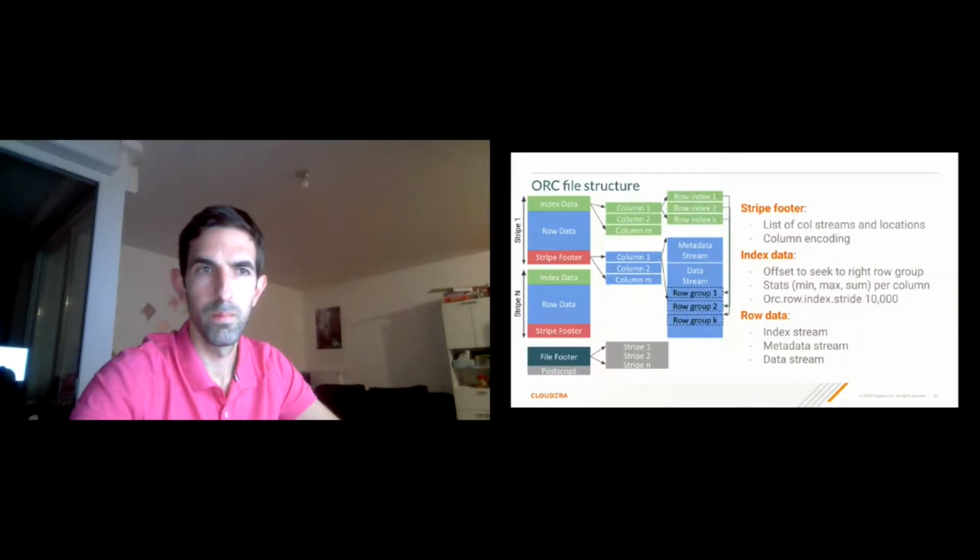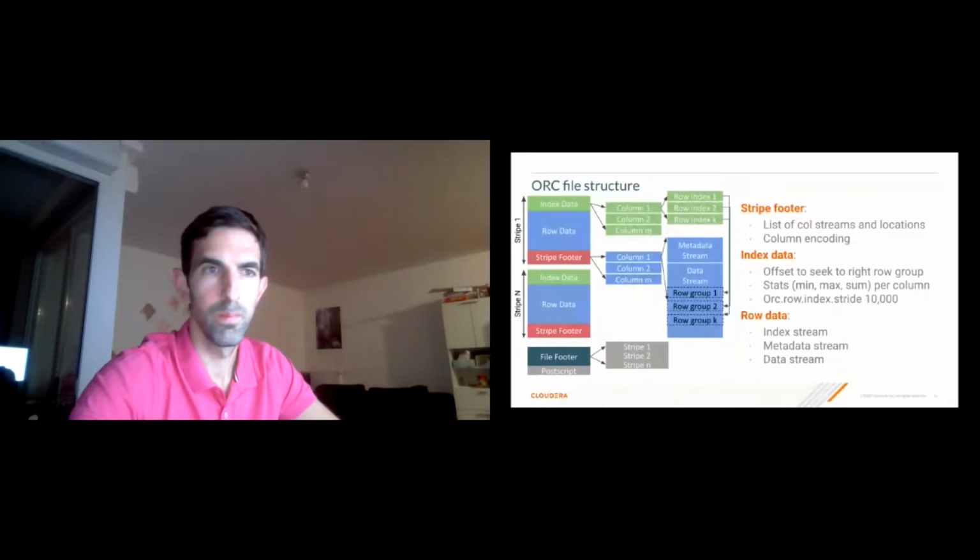At the top, we have the index data. The index data contain offsets that enable seeking to the right row group within a column. And we have statistics like the minimum, the maximum, and the sum values of each column per row group. This row group size is, of course, configurable. By default, it's 10,000 rows, but we can configure it to be less, to be more fine-grained, or more, to be less fine-grained. But of course, as you understand, there is a trade-off here between the row group size and the metadata size. So we don't want to go too low.